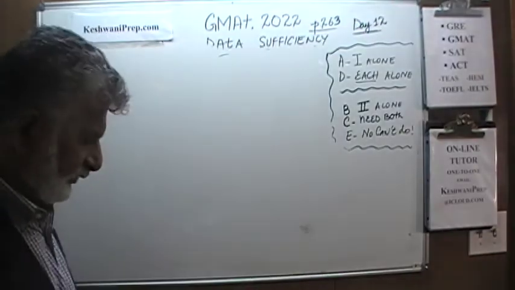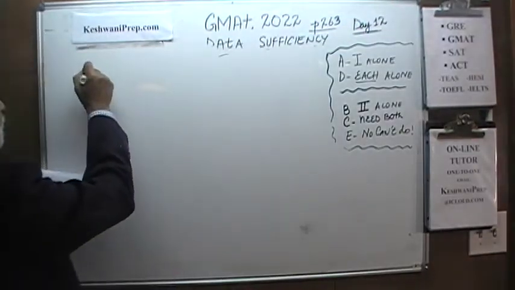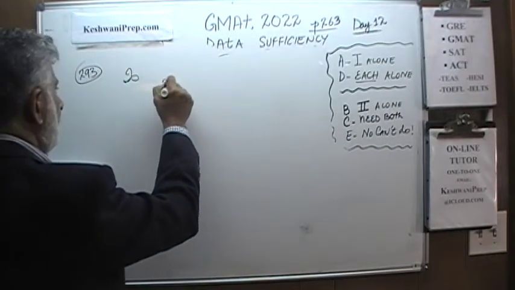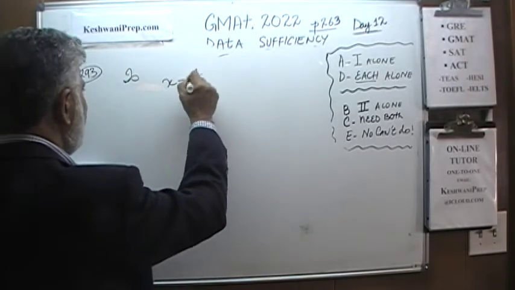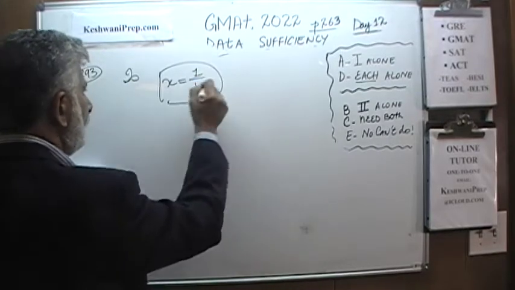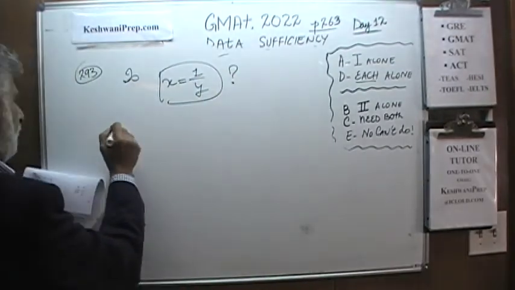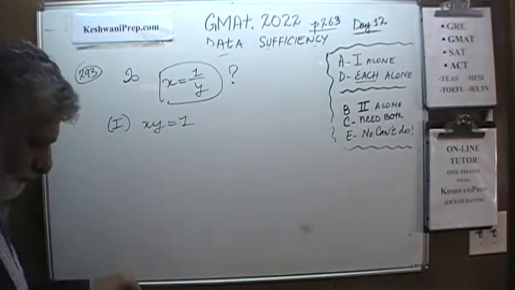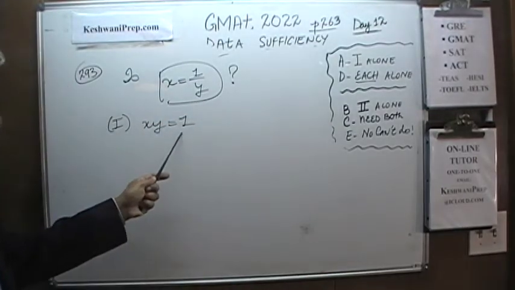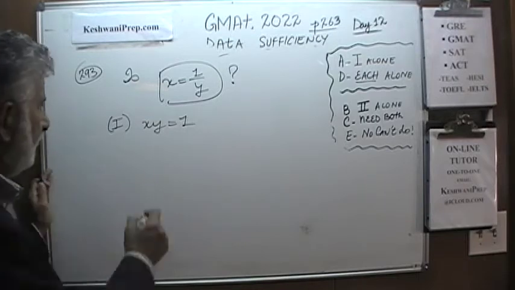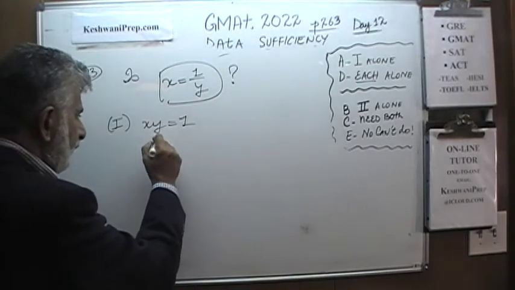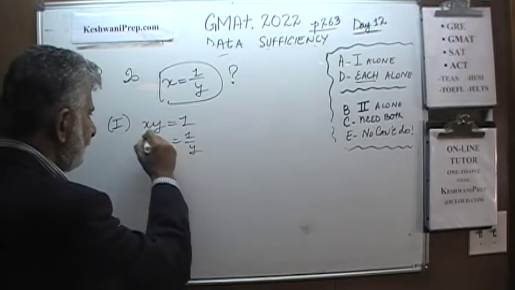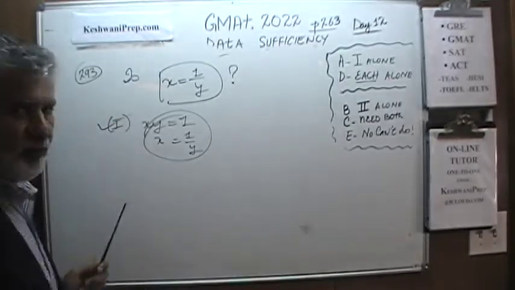293 is again another straightforward question. 293, the question is, is x equal to 1 over y? That's what we're being asked. The first statement tells us that x times y is 1. Well, if x times y is 1, if we divide both sides by y, x must equal 1 over y, obviously. This is just silly. The first statement is enough.